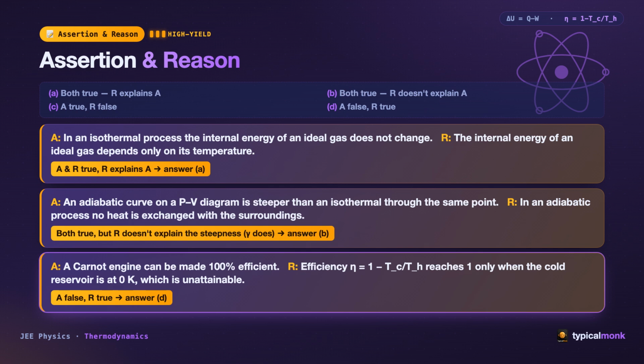Assertion: A Carnot engine can be made 100% efficient. Reason: The efficiency, 1 minus T cold over T hot, reaches 1 only when the cold reservoir is at 0 Kelvin, which is unattainable. The assertion is false. The reason is true, so the answer is D.